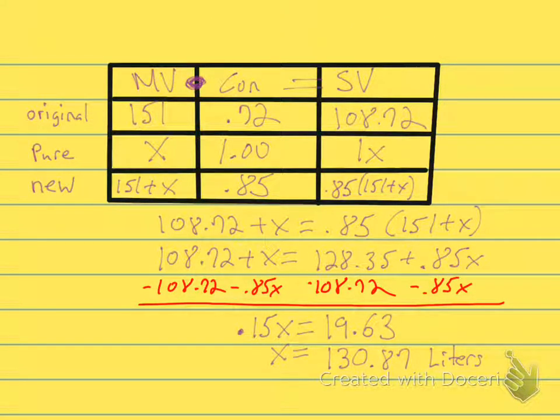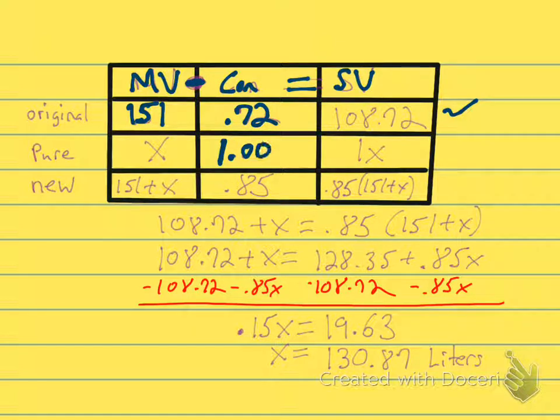Once again, we're going to use a table to take the information and organize it, and we're going to use that fact that the mixture volume times the concentration will equal substance volume. So the original had 151 milliliters, 72% concentration. Once again, we have 108.72 milliliters of fruit juice in the original mixture. But notice now, this time, because we're going to add a pure substance, I use a concentration of 100%, which is 1. And that gives me a 1x in this cell.